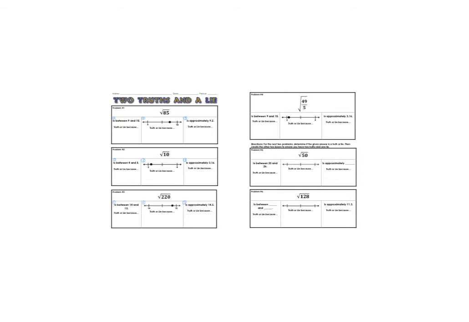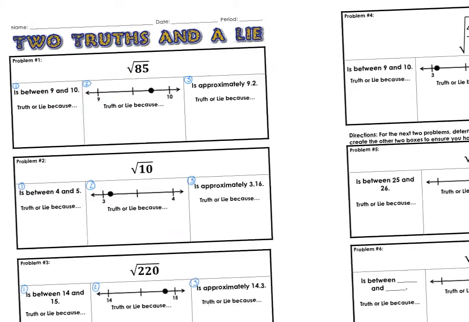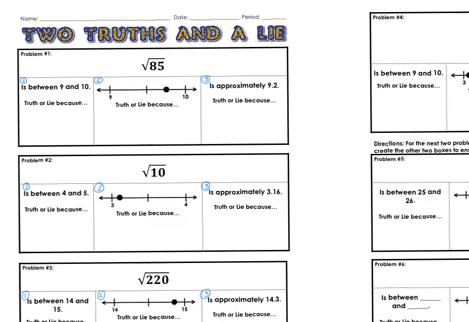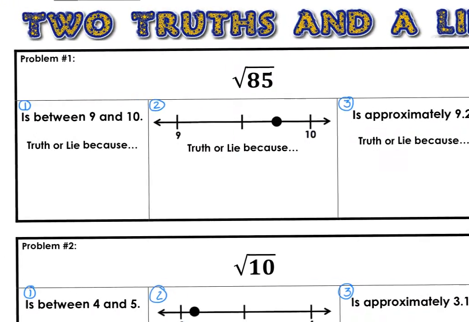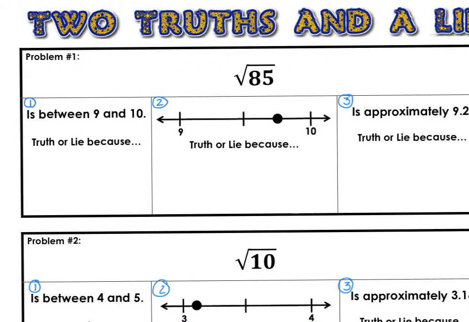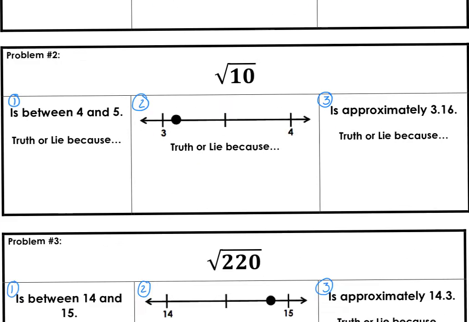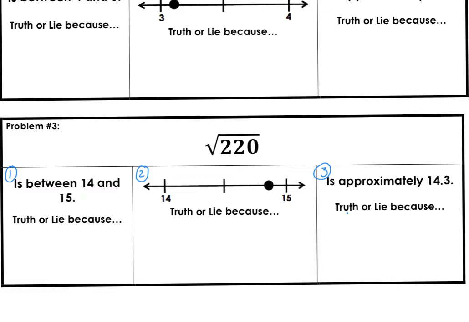Okay, for this assignment, you guys have 3 problems per number, and more so you have like a square root, and it is not a perfect square root. It is an irrational number. So square root of 85, there's nothing that I can multiply times itself that'll give me exactly the number 85. Same thing for the square root of 10 and the square root of 220.